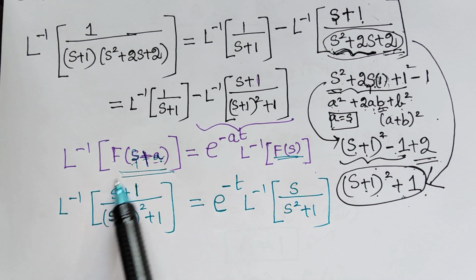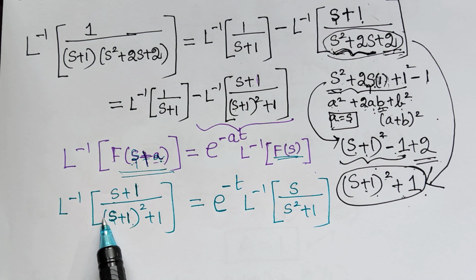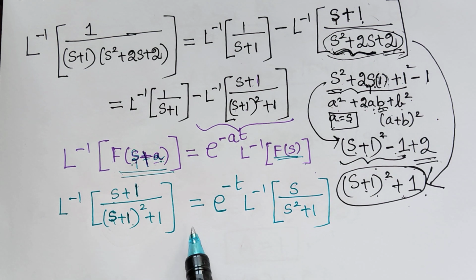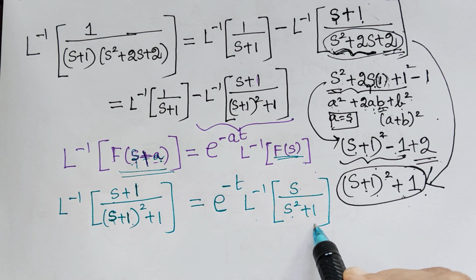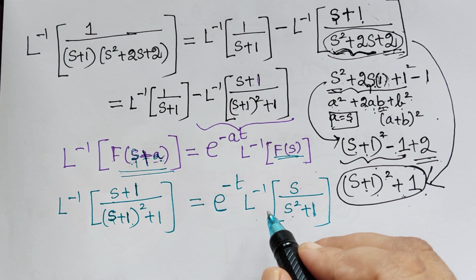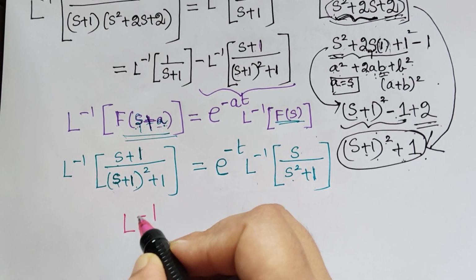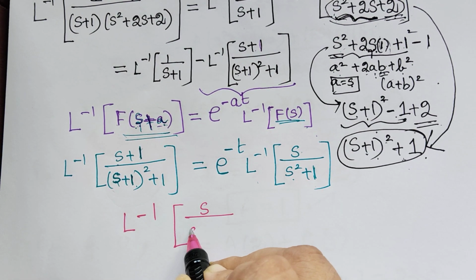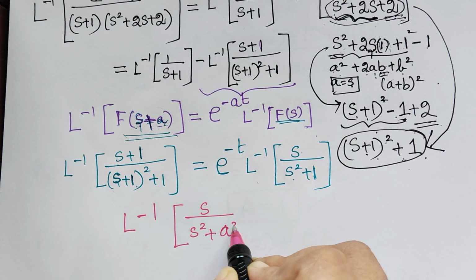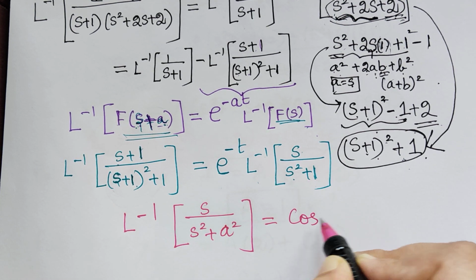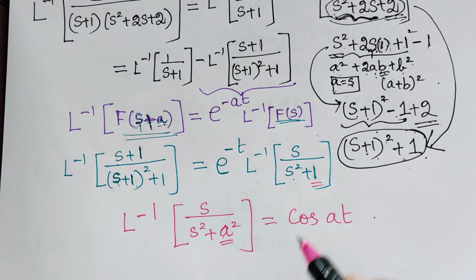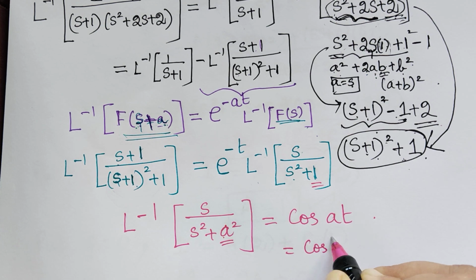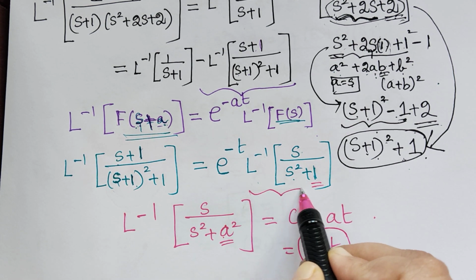Okay, so the inverse Laplace transform of this function, s plus 1 divided by s plus 1 the whole square plus 1, will be equal to e to the power minus t, and inverse Laplace transform of s by s squared plus 1. For this we have to use this formula, that is inverse Laplace transform of s by s squared plus a squared is equal to cos at. Now in this the value of a is again 1. So it will be cos t. So this will be the answer for this particular term.